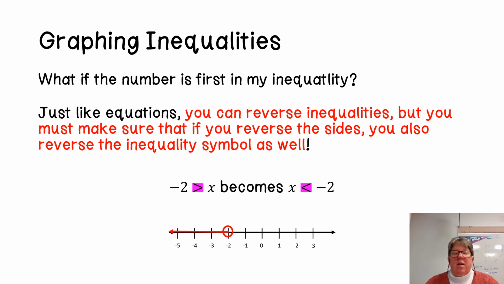All right, well, if the number is first, just like equations, we can reverse the sides of the inequalities. But unlike equations, we have to reverse the symbol as well. So this says -2 is greater than x. Notice that the small part of the inequality points to x. When we reverse the inequality by putting the x on the left and the number on the right, we also have to reverse the inequality sign so that it's always the little side pointing to x. So -2 is greater than x becomes x is less than -2. And that's our graph.